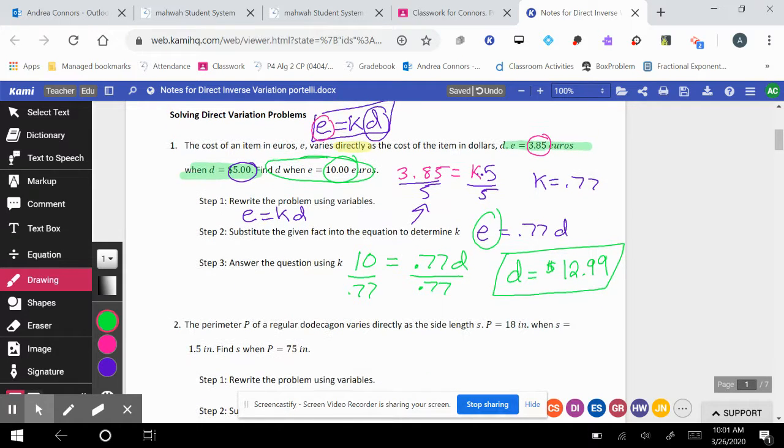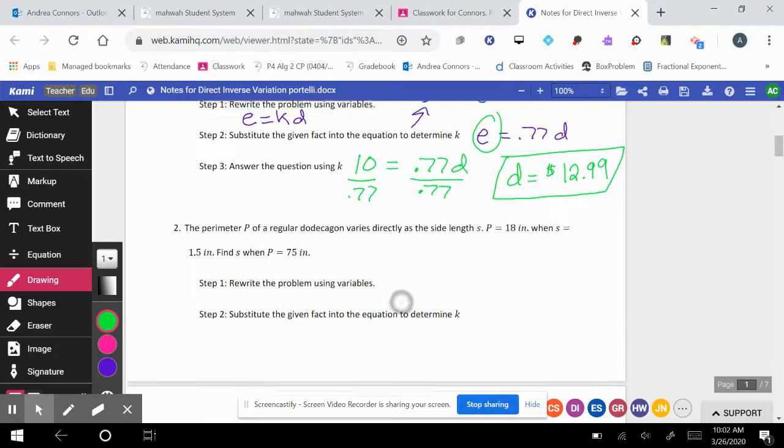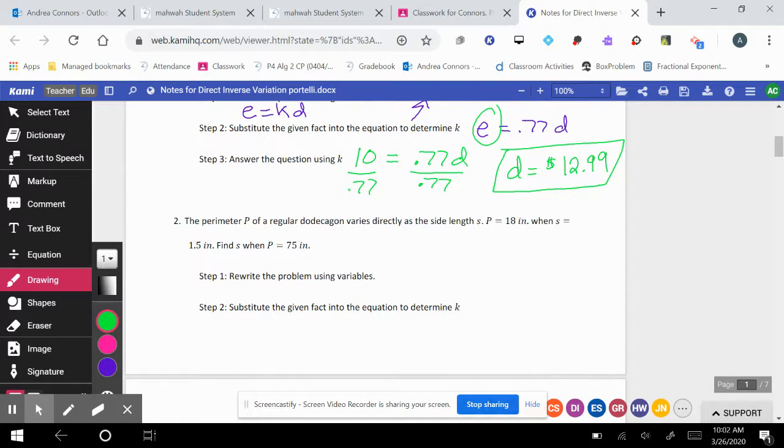So this is direct variation because as the euro goes up, usually so does the dollar. So they're both going up together. That's why it's called direct variation. Same thing with perimeters and side lengths. As the side length goes up, the perimeter would go up, which is why it's direct variation. So same thing we're going to do here. You read left to right, just like you normally do.